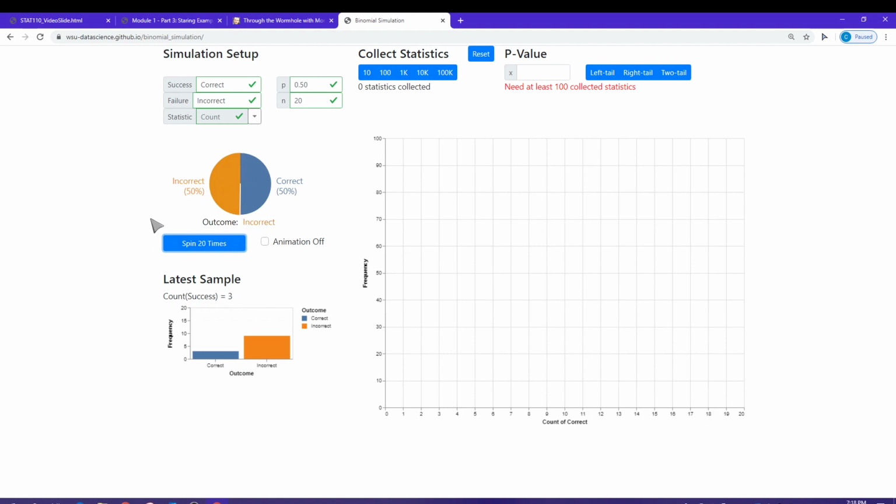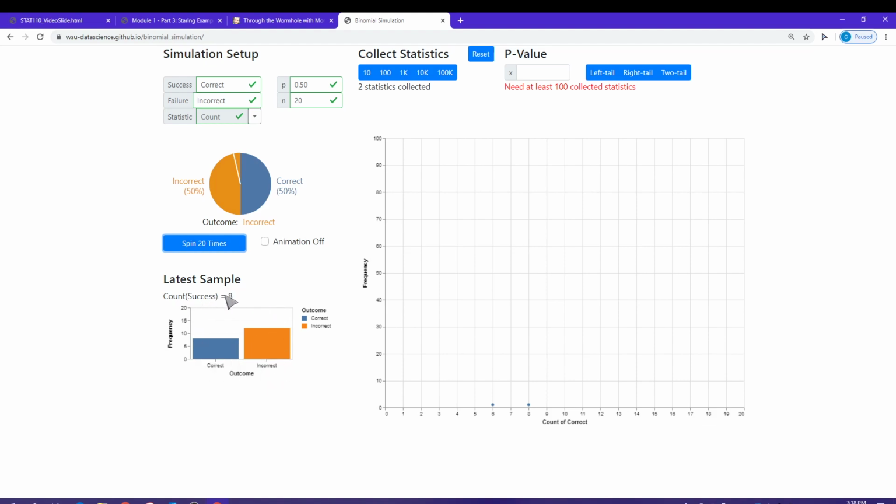What the app is doing is simply mimicking the 20 guesses that would need to be made for a person that does not have the ability. So that spinner ran a total of 20 trials. Down here on my graph, I can see that out of those 20, I got 6 correct and 14 incorrect. I can click spin again and I'm going to get another set of 20 outcomes. This time I got 8 correct and 12 incorrect.